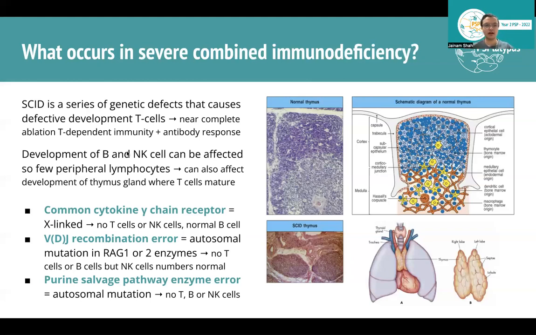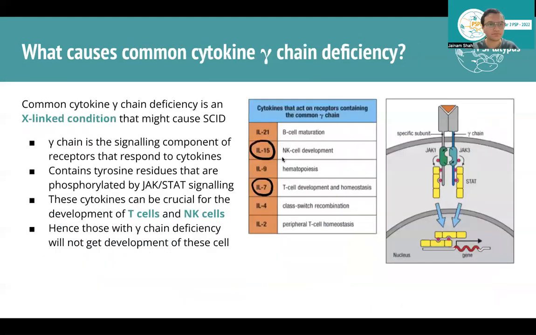It's an autosomal mutation in either the RAG1 or 2 enzymes, where you have no T cells or B cells, but your NK cells are normal. And we'll go again into the reason why that's the case. And then finally, purine salvage pathway enzyme error, which is autosomal. And in this case, you have nothing. So no T cells, no B cells, and no NK cells. So in some ways, it's the most severe one. Okay, so just the core things you need to know.